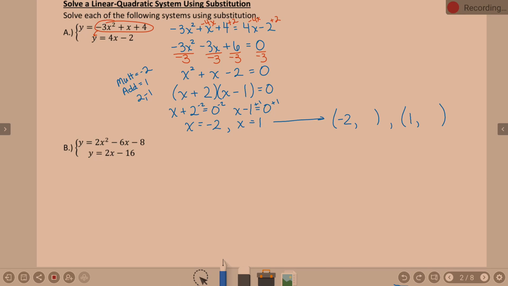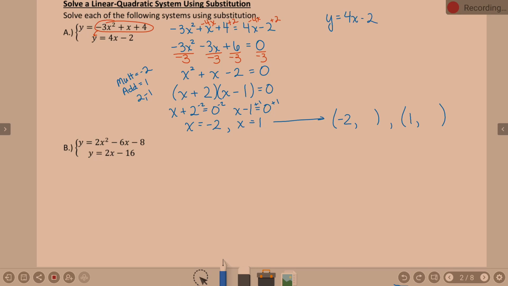And then, how do we find the somethings? As you guys said, we need to plug them in. Now, make life easy on yourselves. What would you like to plug them into? The bottom one, the 4x minus 2. Yeah. You get to pick one of the 2 original equations, yes? Let's be smart about this. The line's going to be easier, isn't it? So we're going to plug into y equals 4x minus 2.